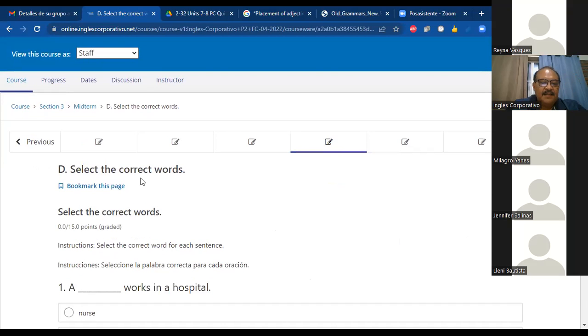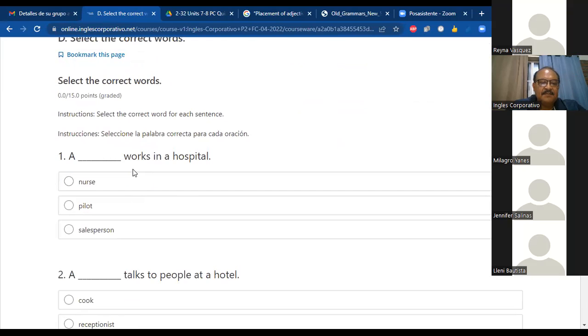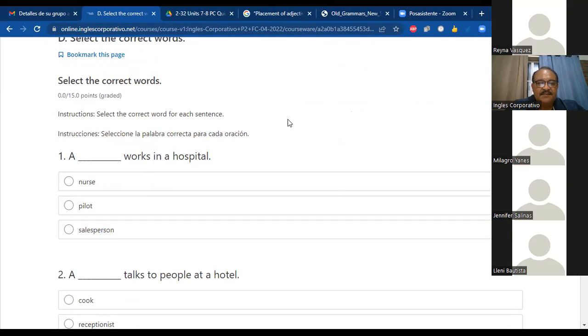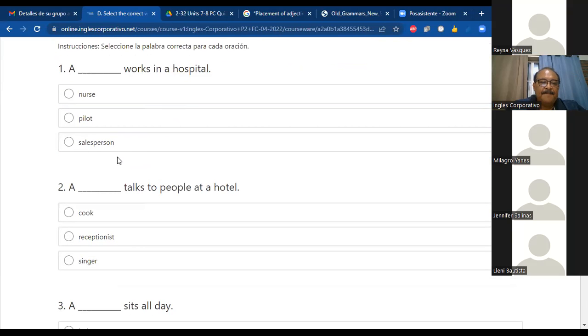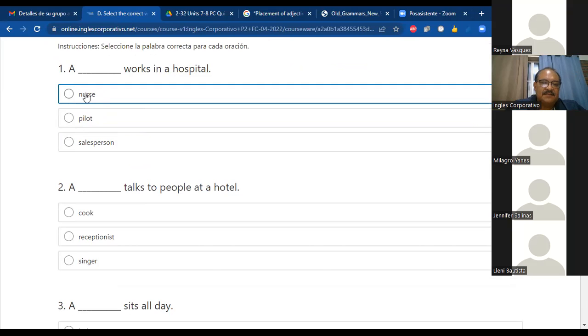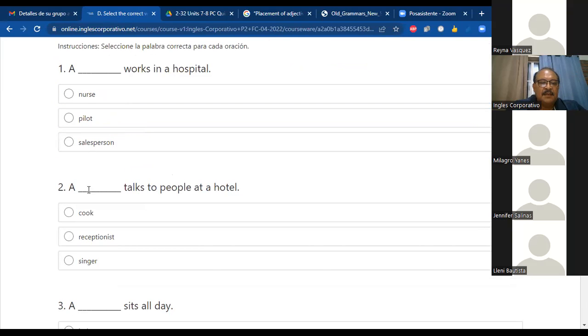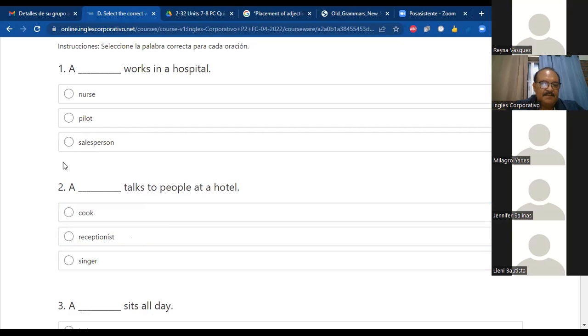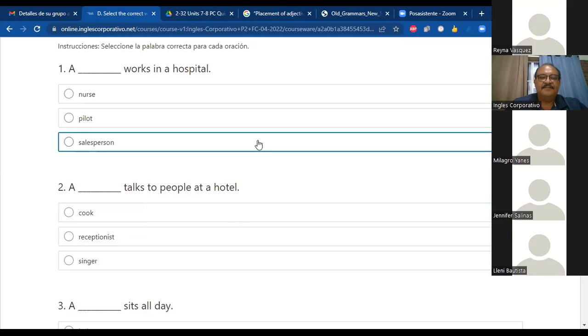Good. The other one is select the correct words. Aquí, obviamente, a nurse, a pilot, or a salesperson. La más lógica, ¿verdad? ¿Quién trabaja en el hospital? Podría ser una salesperson que venda servicios hospitalarios, right? Could be. It's a nurse. La más lógica, exacto, es nurse, definitely. A cook talks to people at a hotel, a receptionist, or a singer. The receptionist talks to people at the hotel. El cook está en la cocina. It's a receptionist, exactly.